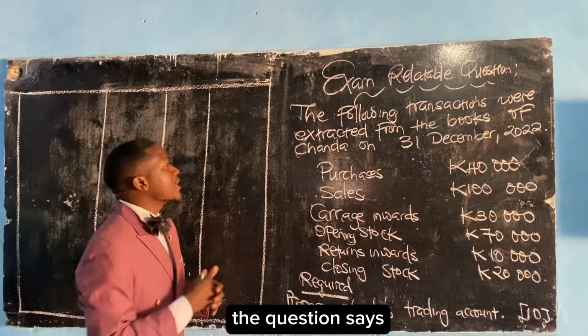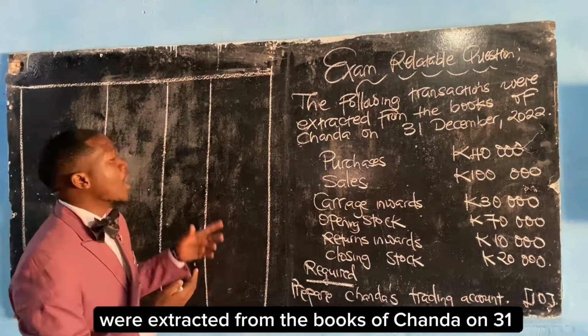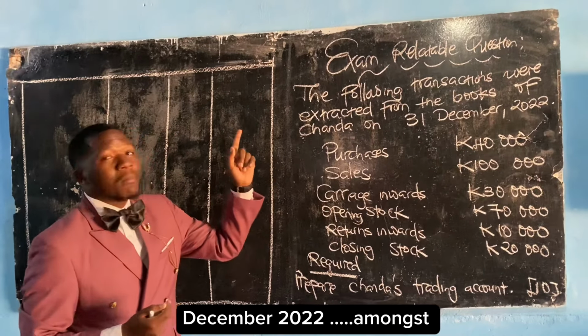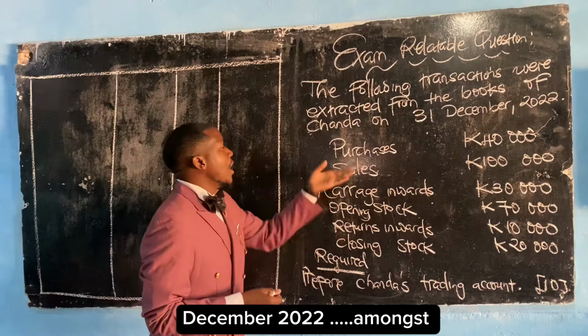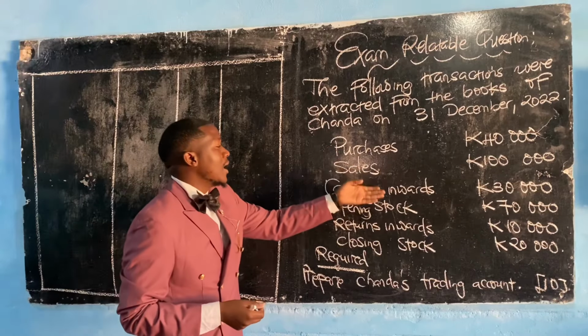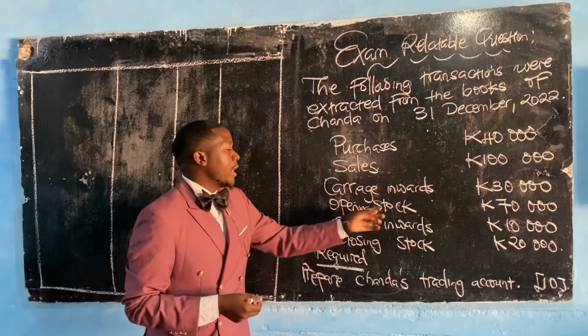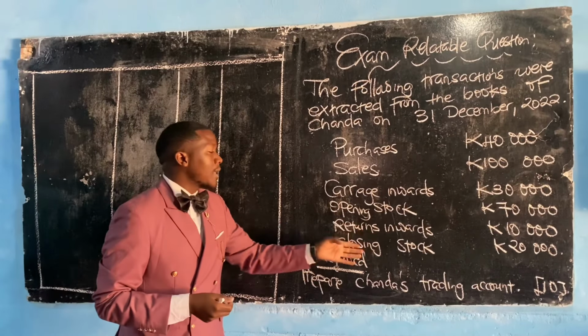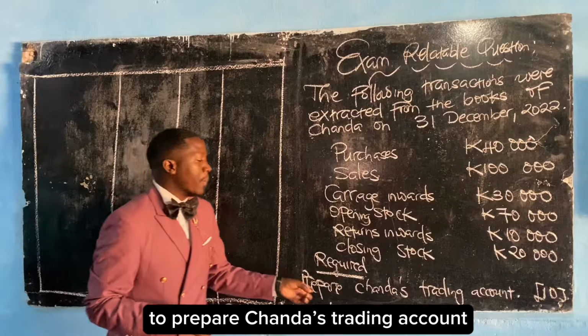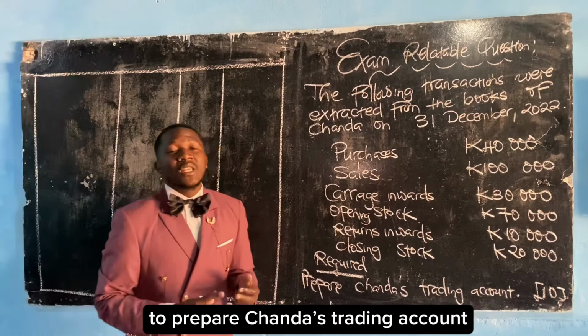The question says, the following transactions were extracted from the books of Chanda on 31 December 2022. Amongst the transactions, we have purchases, we have sales, carriage inwards, opening stock, returns inwards, closing stock. And the instruction is that prepare Chanda's trading account.